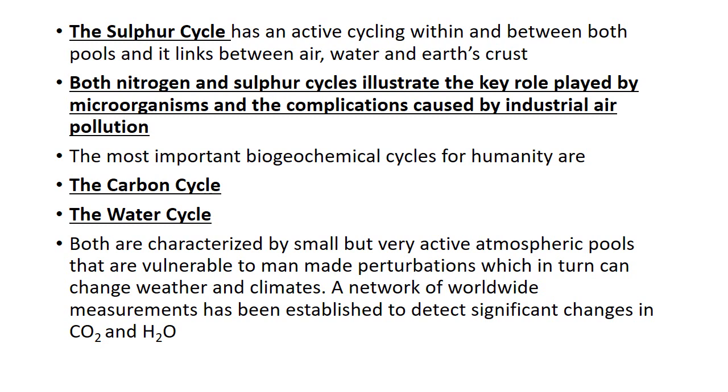The most important biogeochemical cycles for humanity are the carbon cycle and water cycle. Both are characterized by small but very active atmospheric pools that are vulnerable to man-made perturbations or disturbances, which in turn can change weather and climates. A network of worldwide measurements has been established to detect significant changes in carbon dioxide and water.